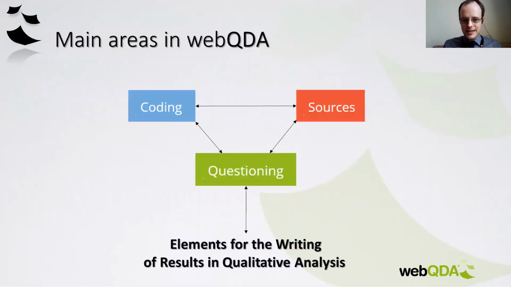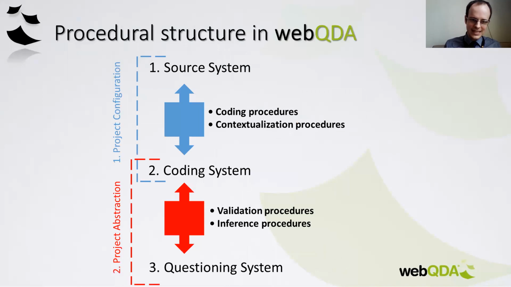So the three main areas that we're going to find within the webQDA interface, which we're going to look at in just a moment, are coding, where we label or tag the data that we have; the sources, where we can have external sources like a YouTube video, or an internal source like the transcription of an interview; and the questioning, where we use some tools to analyze the data that we have and try to find answers to our questions.